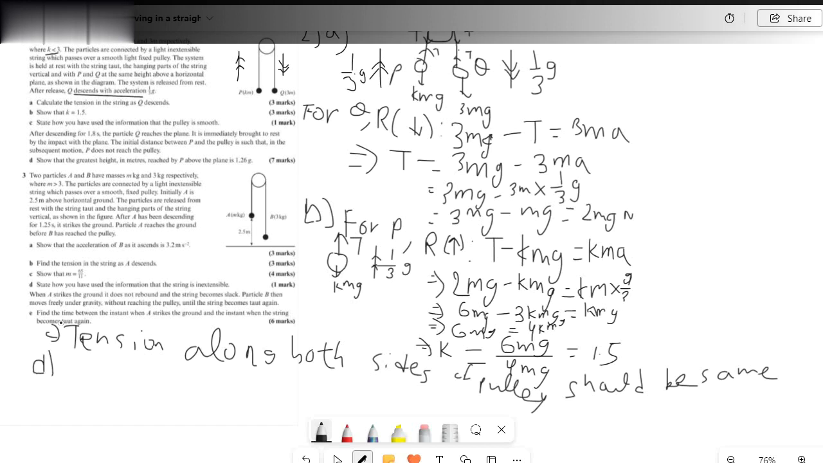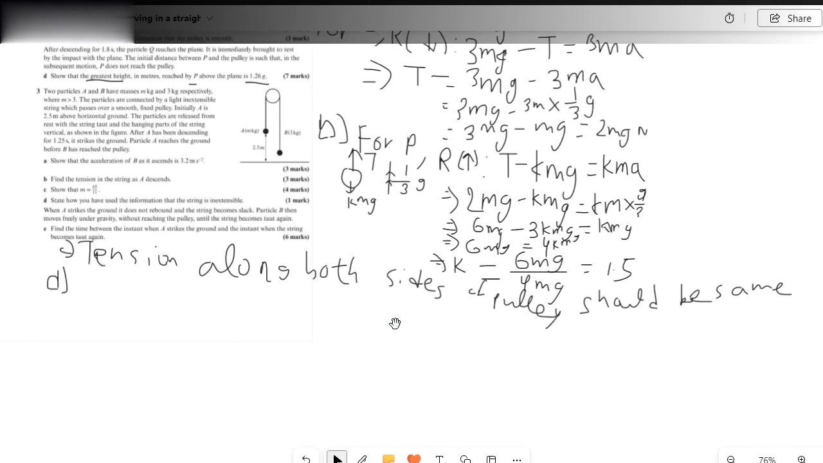For part D, we are told that after descending for 1.8 seconds, the particle Q reaches the plane. It is immediately brought to rest by the impact with the plane. The initial distance between P and the pulley is such that in the subsequent motion, P does not reach the pulley. So we have to show that the greatest height reached by the particle P is 1.26 g above the plane. Using the information given, Q descends for 1.8 seconds.